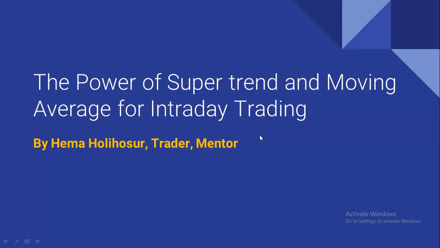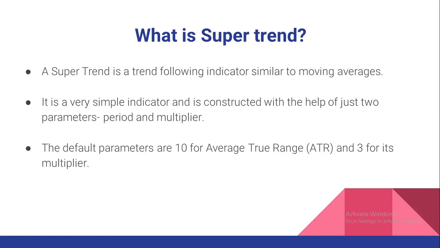So let's start. The power of Supertrend and moving average for intraday trading. So what is Supertrend? Supertrend is a trend following indicator similar to the moving average. It is a very simple indicator, the simplest indicator used by many intraday traders, and it is formed with the help of two parameters, that is period and the multiplier. The period and the multiplier are nothing but the ATR, that is average true range, and the multiplier, which calculates the volatility of the stock.